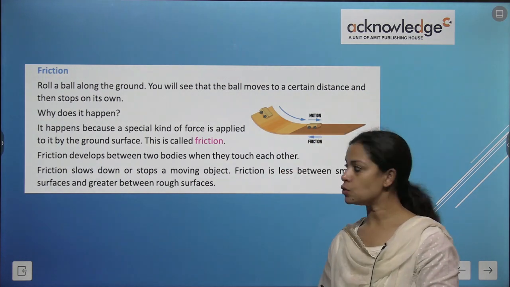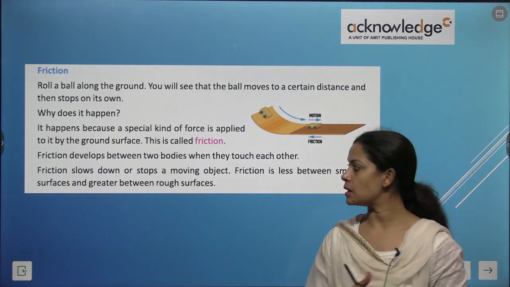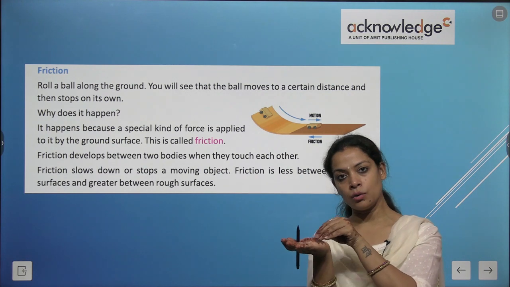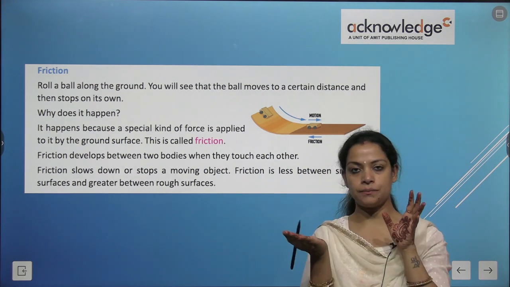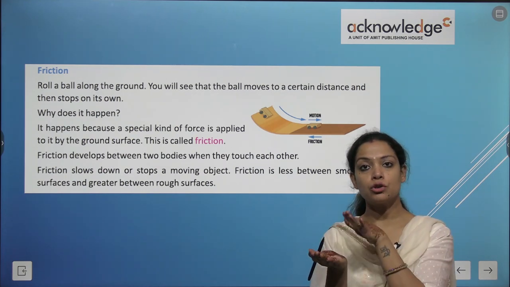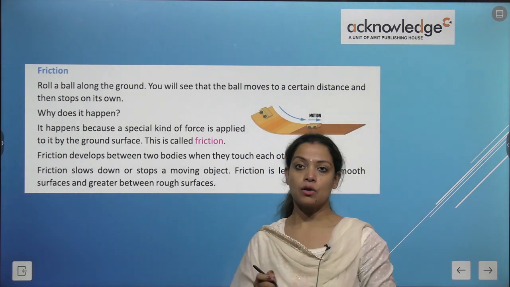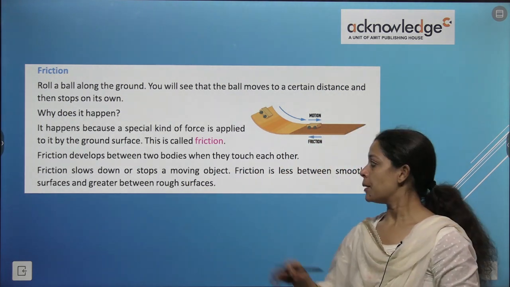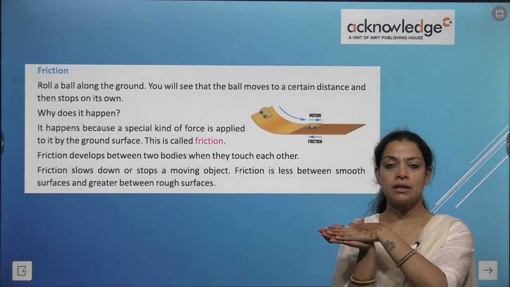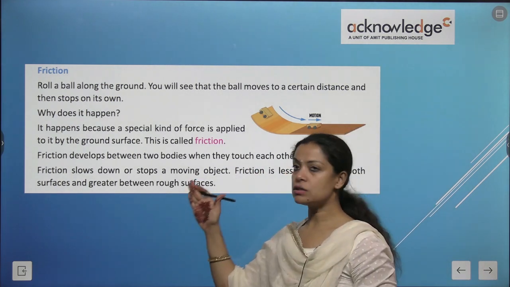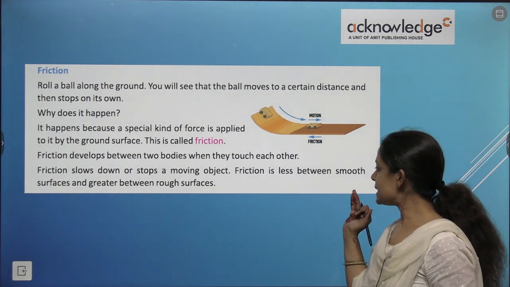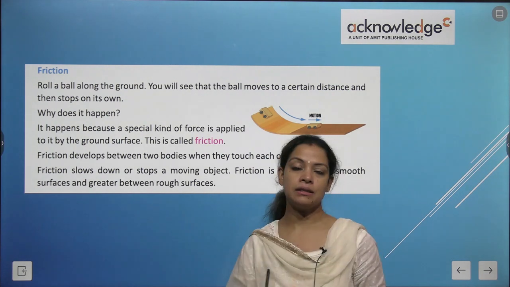Now why does it happen? ऐसा क्यों होता है? Because a special kind of force is applied to it by the ground surface. So अगर suppose this is the ground and I roll a ball, थोड़ी देर तक वो roll होके एक जगह रुक जाएगा. Why? Because earth or the ground has some kind of force which is helping it to stop moving, and this is called friction. Friction develops between two bodies when they touch each other. So two bodies, when they are in contact, when they touch each other, friction appears. Friction slows down or stops a moving object. Friction is less between smooth surfaces and it is greater when the surface is rough.